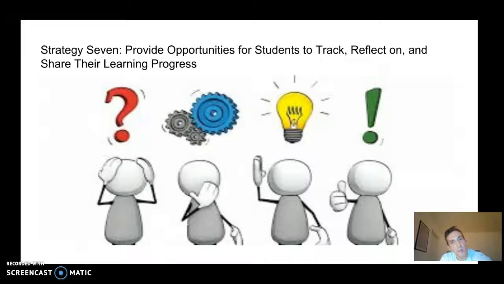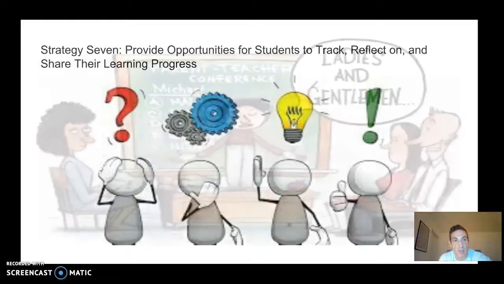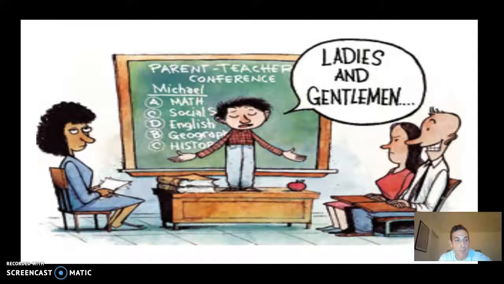In strategy 7, we provide opportunities for students to track, reflect on, and share their learning progress. I think this is really important, especially the ability to reflect on and share. In our 12th grade honors Western Civ class, students were asked to perform an interactive demonstration of that week's unit. They went into detail on their process, methodology, effectiveness, strengths, and where they could improve.